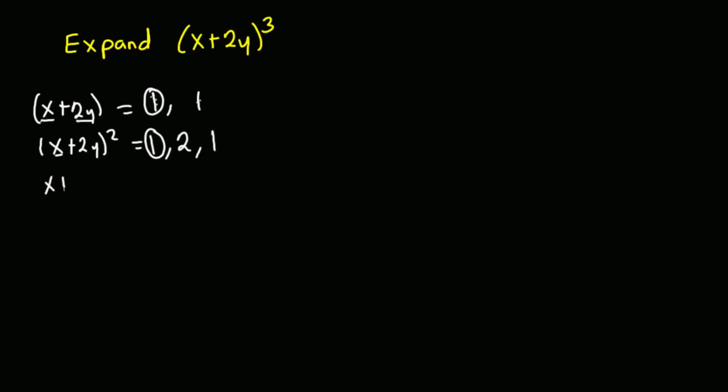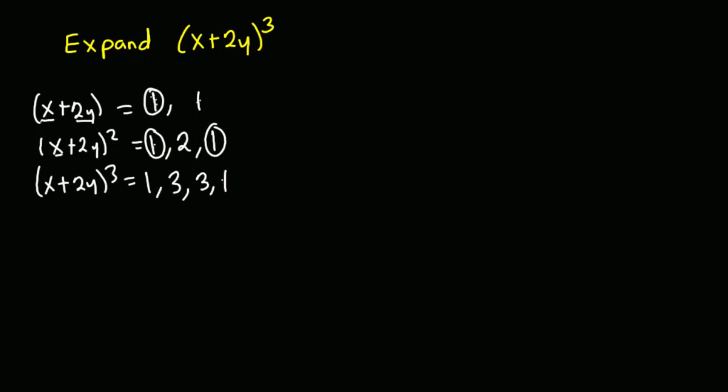Then it says that if you are expanding (x + 2y) exponent 3, the coefficient of the terms in the expansion become this first number will come, so that's 1. Then you add 1 plus 2, that will give 3. Then you move on, you add 2 plus 1, that will also give 3. Then lastly, this one will come.